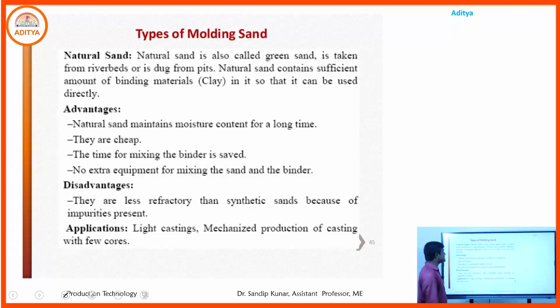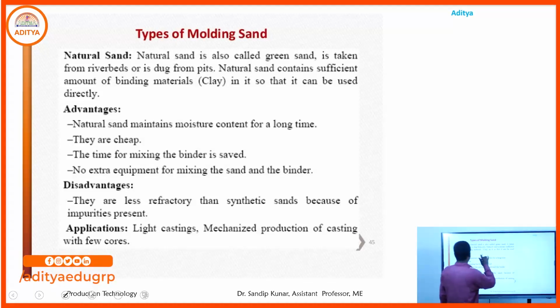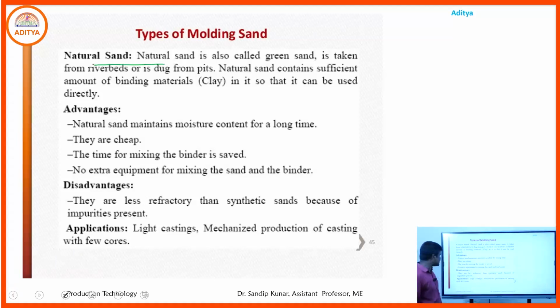Natural sand is called green sand, which means it contains moisture or water. What are the advantages of natural sand? Natural sand maintains moisture; as I already told, natural sand contains moisture. It is easily available on our earth and in the market, and the cost of natural sand is also less compared to other materials.